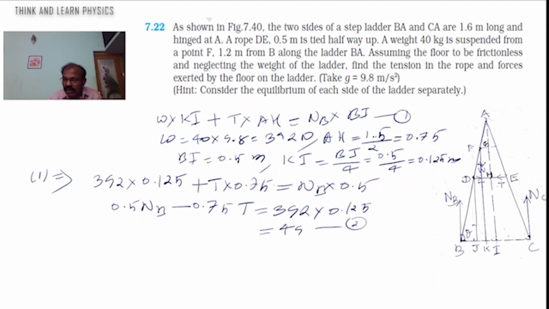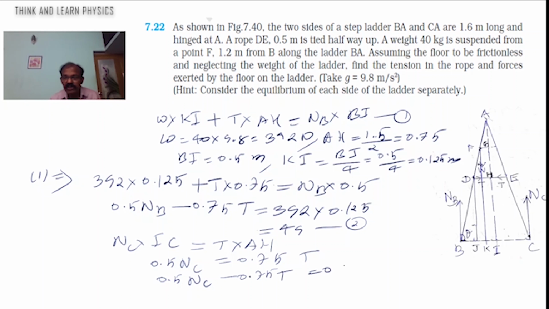Now let us consider the equilibrium of the ladder AC. The anti-clockwise moment acting on the ladder about the point A is given by NC into IC. This is numerically equal to the clockwise moment of the tension T, that is T into AH. IC means 0.5. So 0.5 NC equals, AH means 0.75, 0.75 T, or we can write 0.5 NC minus 0.75 T equals 0. This is the third equation.